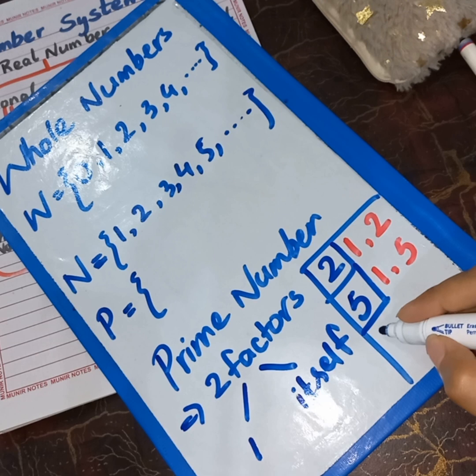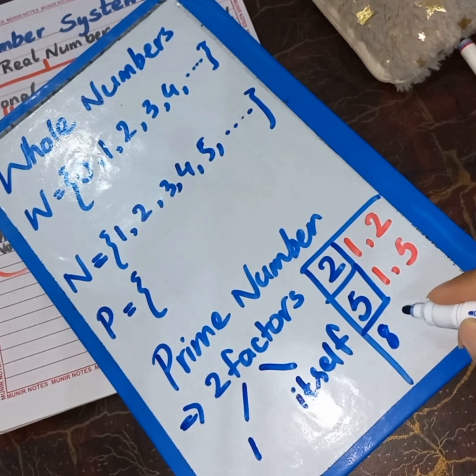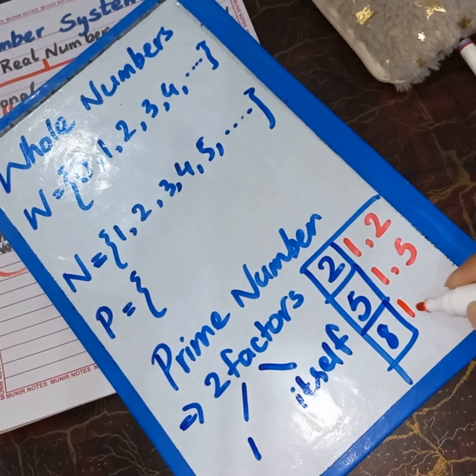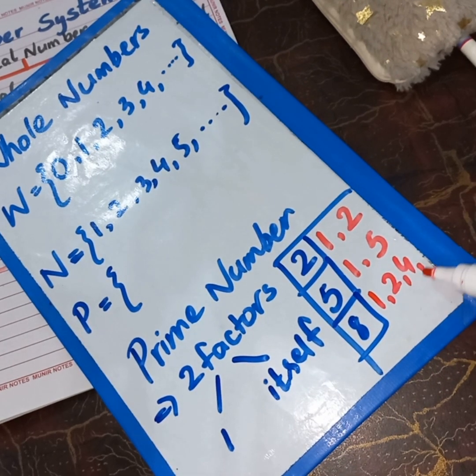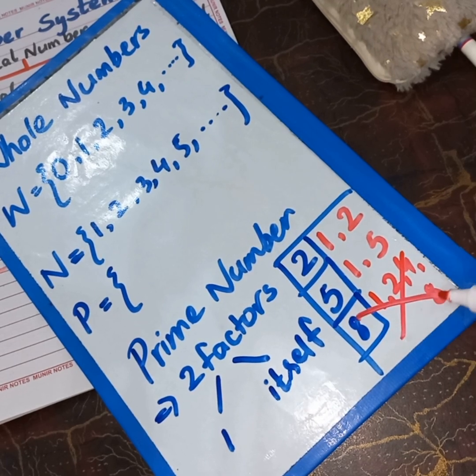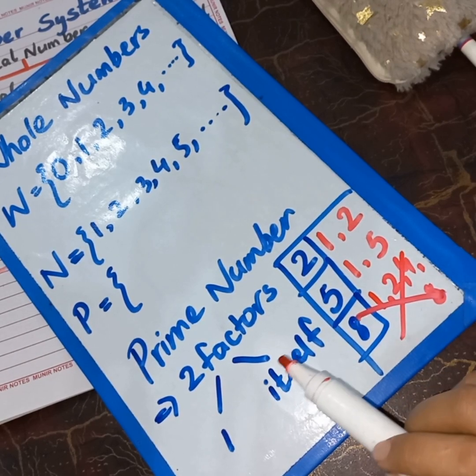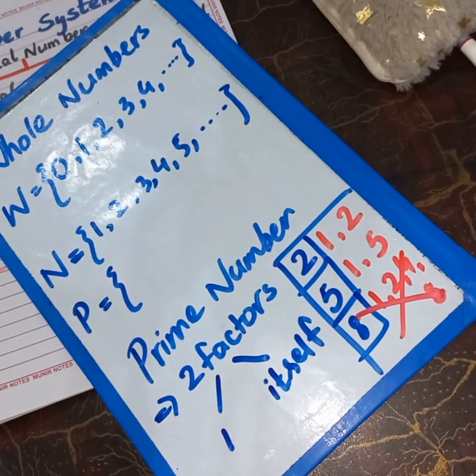Let's say for example 8. Let's check now. 8 has the factor 1. Okay, fine. 2, then 4. It becomes more than two factors. Then it also has the number itself. So 1, 2, 4, 8 are its factors. So it means it is not a prime number. 8 is not a prime number. So according to this condition, a prime number must have exactly two factors. If it has more than two factors, then it would not be considered a prime number. Then it will be a composite number.